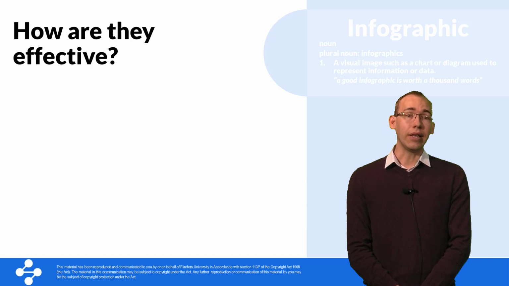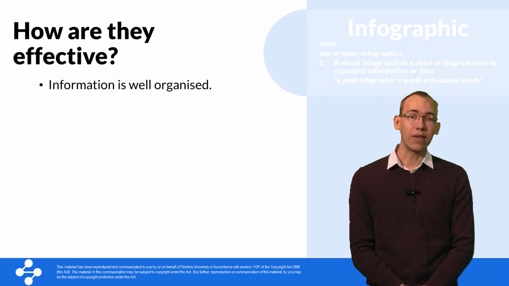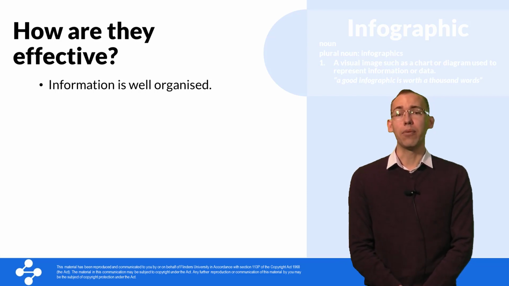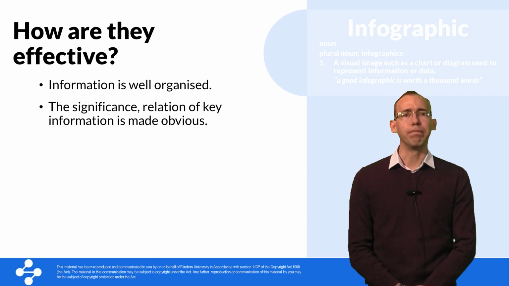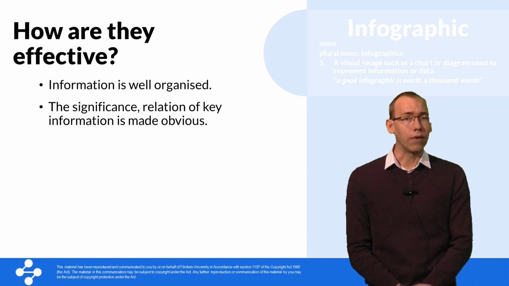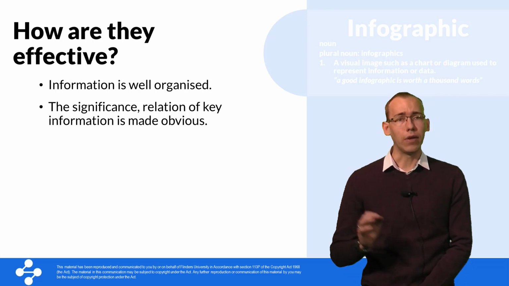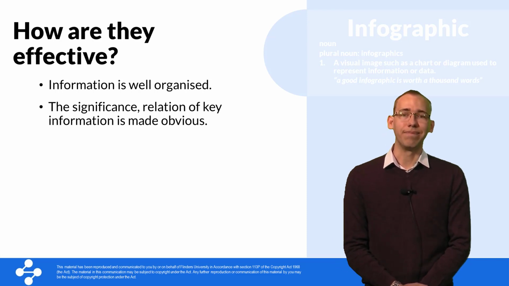While visual appeal is a very important design element, the key to the success of infographics is in their organisation of the key pieces of information they present. Infographics don't just present facts and figures at random. The significance of each piece of information and its relationship to the central theme is made obvious to the viewer through its graphic representation and placement.